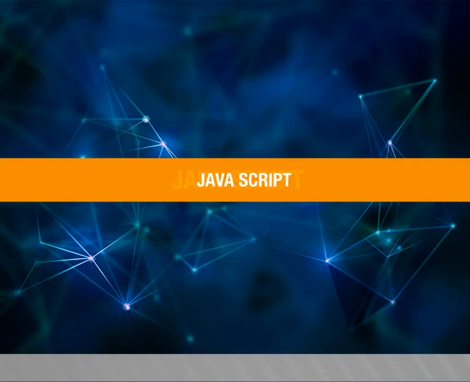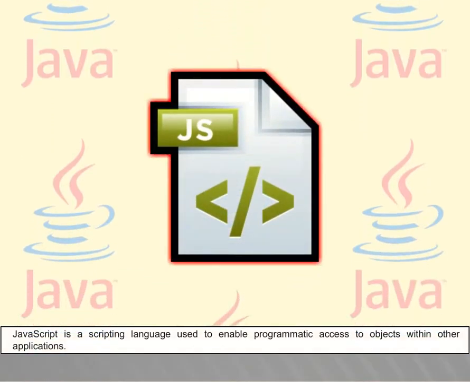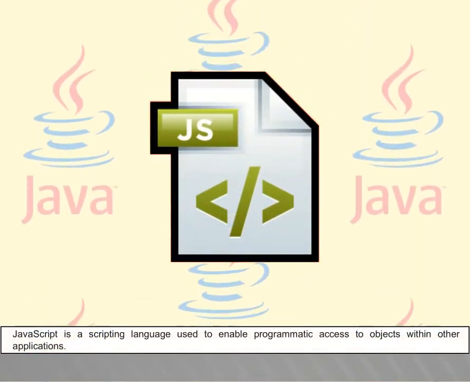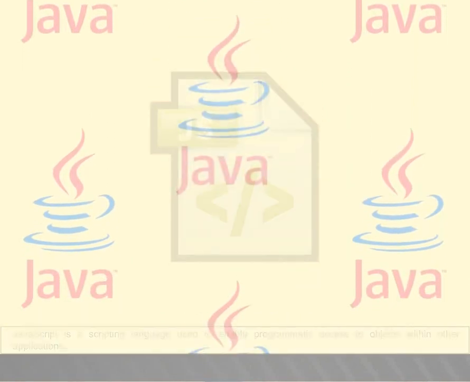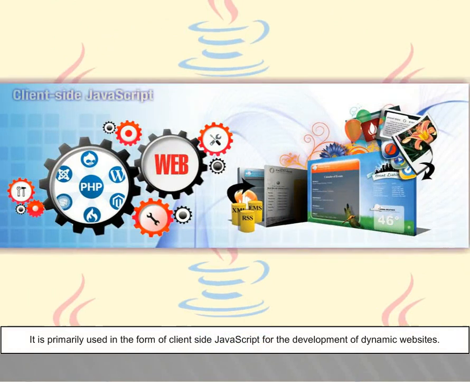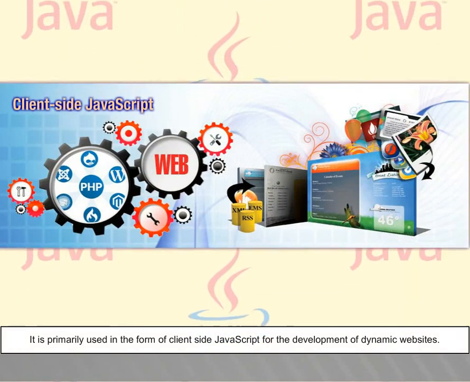JavaScript. We are going to see the video of JavaScript. JavaScript is a scripting language used to enable programmatic access to objects within other applications. It is primarily used in the form of client-side JavaScript for the development of dynamic websites.